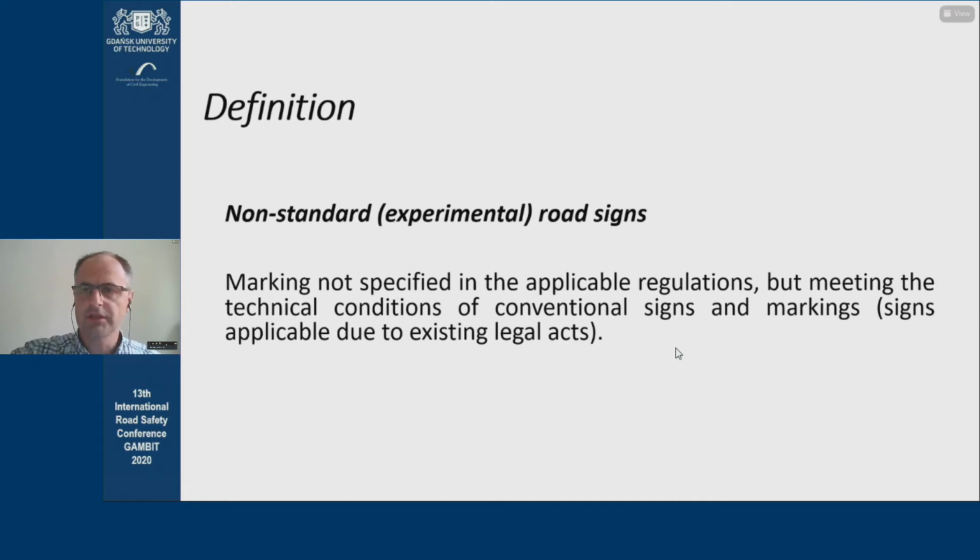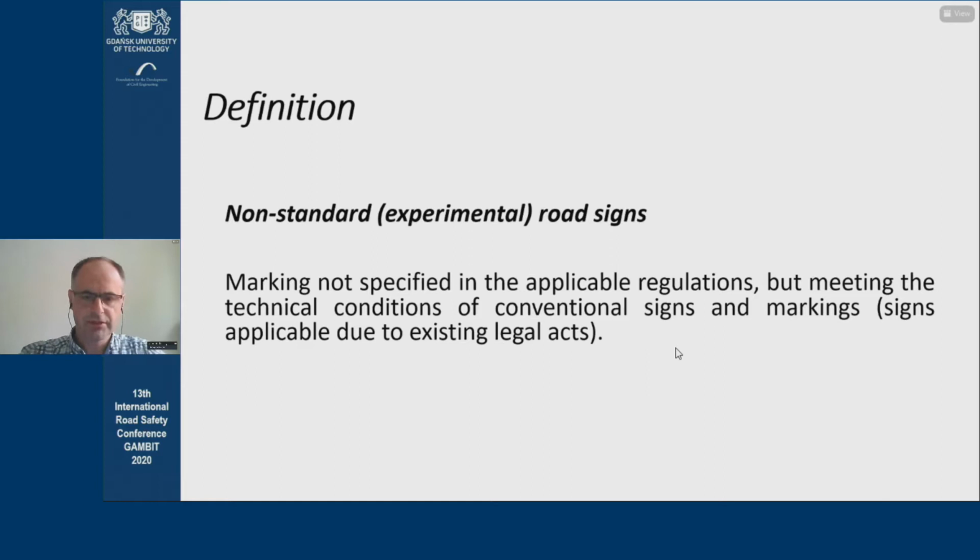I would first like to start with the definition of non-standard road signs. When we talk about an experimental road sign, that's how we understand it for the purposes of the project. It's any road sign that is not mentioned by the binding regulations, because they have a complete list of signs. If we introduce anything unconventional, obviously, we then have to evaluate it and monitor its effectiveness.